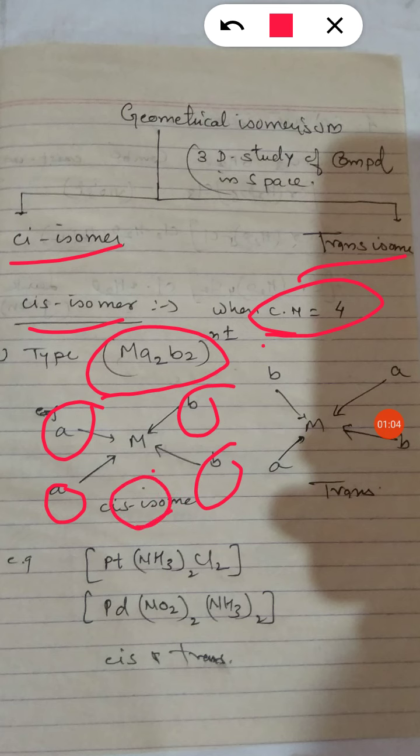In case of trans, see here, the AA same ligands are diagonal to each other. Similarly, BB are diagonal to each other. Therefore, they are said to be trans isomerism. Right? For example, I have given platinum NH3 twice Cl2. This is the complex diamine dichlorido platinum 2, and here diamine dinitrito-N palladium 2. This complex you have to write in cis and trans form. Then we will discuss it in the next video.